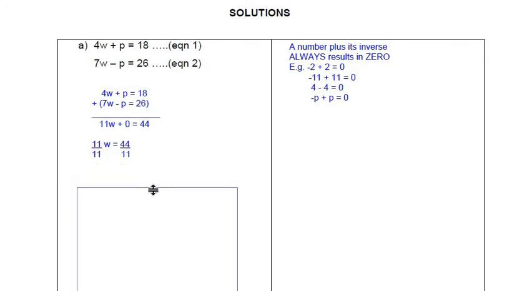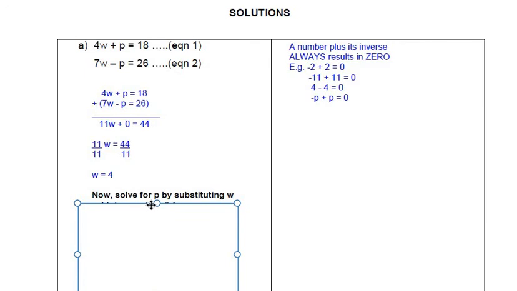Now that we've divided by 11, what do we have left? Yes, 11 divided by 11 gives us 1. 1W is the same thing as just W, right? 44 divided by 11 is so easy. 4. Awesome. Now that we have W, have we finished solving the simultaneous equations? No, we have not. We still need to find the second variable, which is P. So how are we going to do that? Yes, very good. We're going to substitute the value that we have for W and use that to find P. So we're going to solve for P by substituting W into one of the equations.